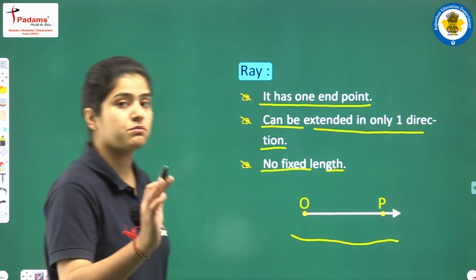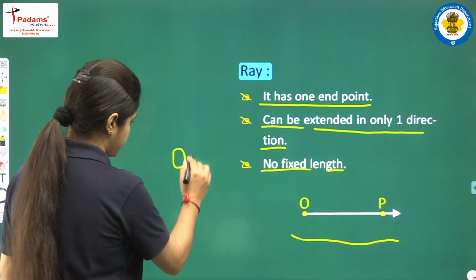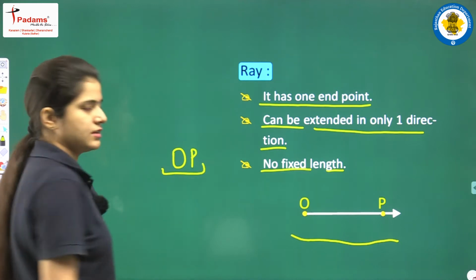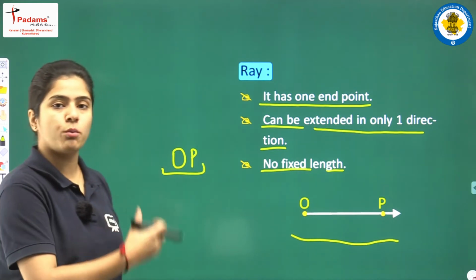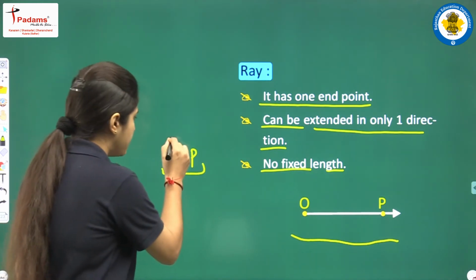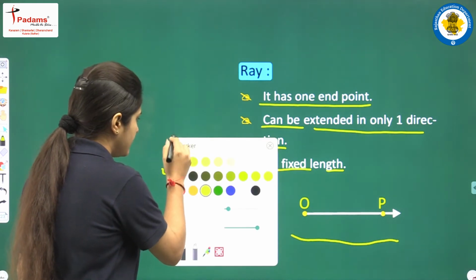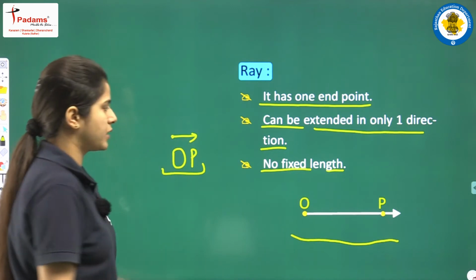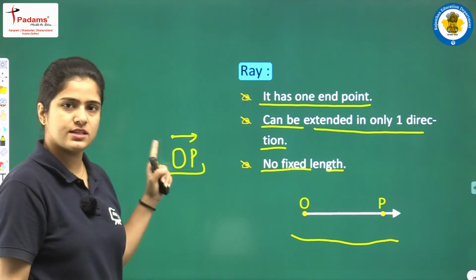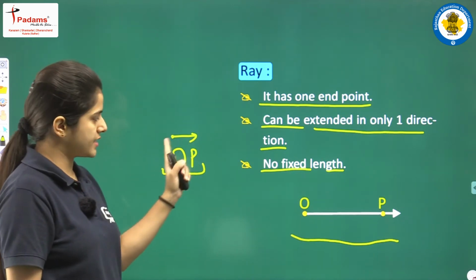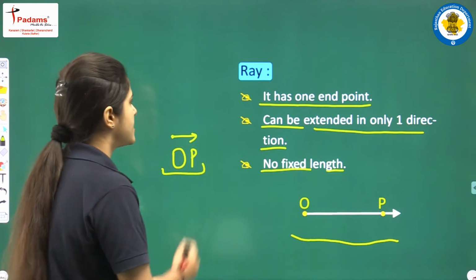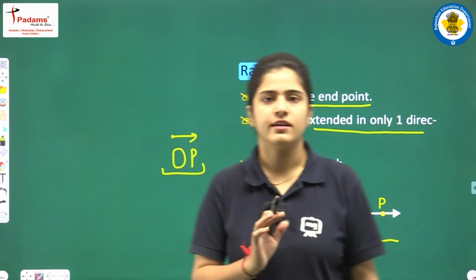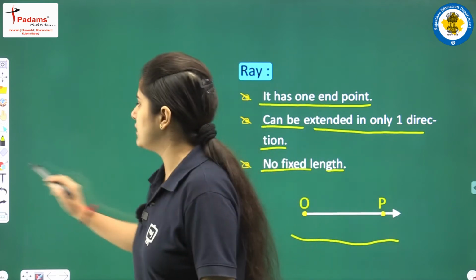Okay, students, and the thing that we can write is OP. How can we recognize that OP is a ray? By having the symbol like this, doing it like this. Okay, so it is saying that it has one fixed point and it can be extended in one direction. Okay, students, so in this way you can write a ray. Now students, have a look.